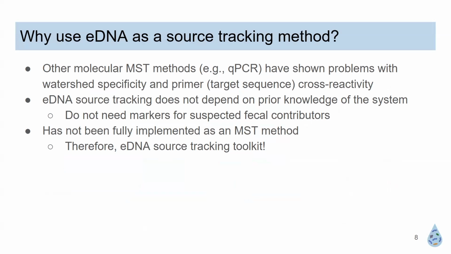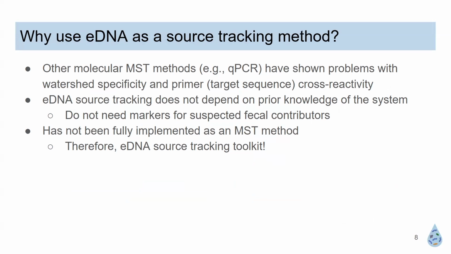So why would we want to use eDNA as a source tracking method? Other molecular MST methods, such as qPCR, have shown problems with watershed specificity and primer cross-reactivity. This means that in order to use them within a watershed, you need to go through some tests to validate your primer sets to make sure that they actually work on your organisms within your watershed.